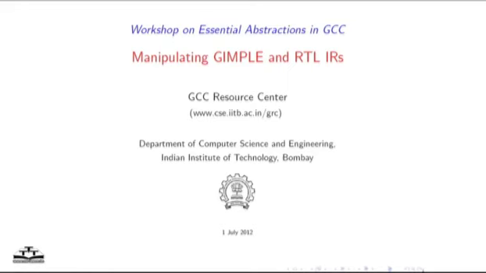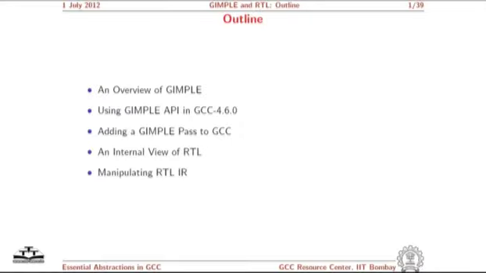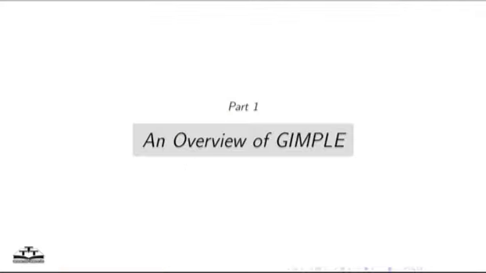So, the slides say manipulating Gimple and RTL IRs, but we are going to skip RTL IRs. The material was there, so I thought might as well include it in the slides. Those of you who are interested can read it up later. Okay. So, an overview of Gimple. Using Gimple APIs, we will talk about adding Gimple pass and internal view of RTL, manipulating RTL. This is the overall plan. We will not cover all of it. Some of it has been covered, some of it will be excluded.